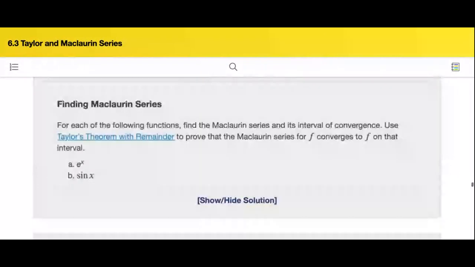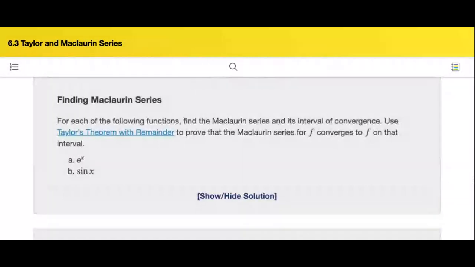Let's see an example. So this one we want to find the Maclaurin series. Maclaurin series is centered at 0. Okay, that's the only difference from Taylor series. For each of the following, find the Maclaurin series and its interval of convergence, and use Taylor's theorem with remainder to prove the Maclaurin series converges to f. So which means we want to show the limit of Rn, when n approaches infinity, Rn goes to 0. Okay.